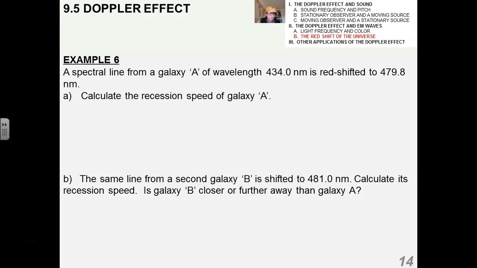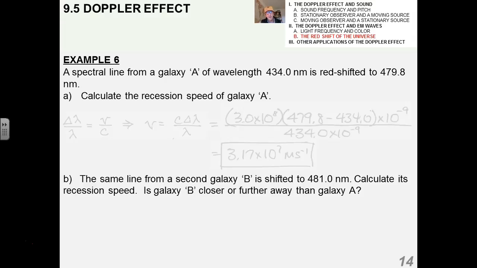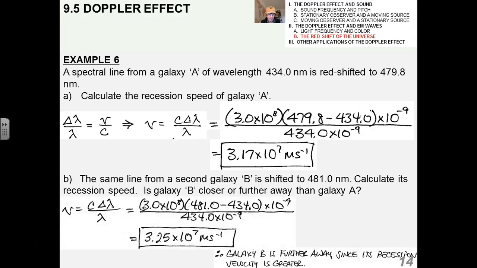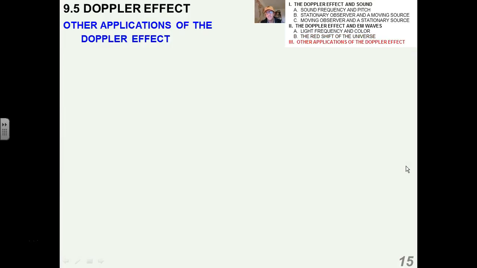Try this example. A spectral line from galaxy A of wavelength 434 is redshifted. Calculate the recession speed, meaning calculate how fast it's moving away from us. By the simple application of the Doppler shift for light, I got 3.17 times 10 to the 7, okay? The same line shifted, okay? You get a 3.25 times 10 to the 7. Galaxy B is further away because its recession velocity is greater. Okay, and this has to do with something called Hubble's constant and Hubble's equation, which we'll deal with later.